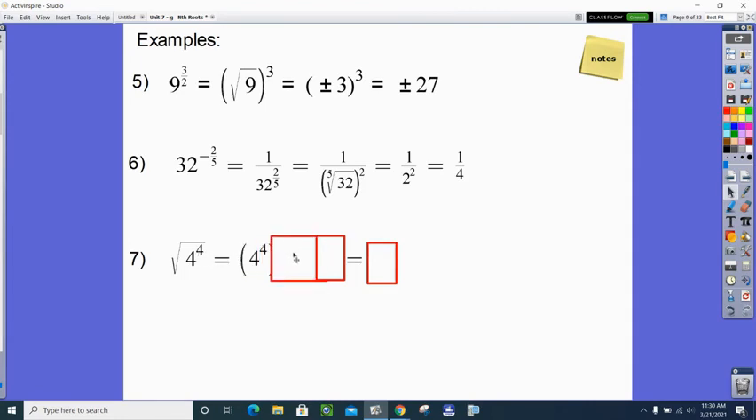So the square root of 4, oh, I lied. Let me do that first, though. The square root of 4 is 2, or negative 2, and then I would raise it to the 4th power. 2 times 2 is 4, times 2 is 8, times 2 is 16.